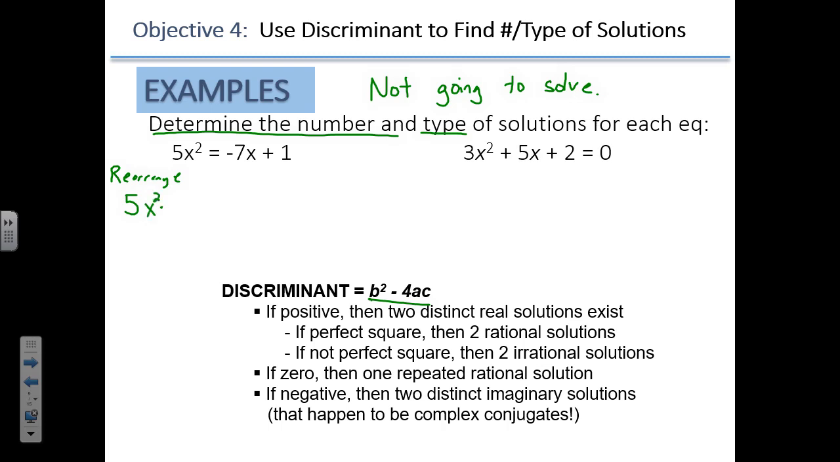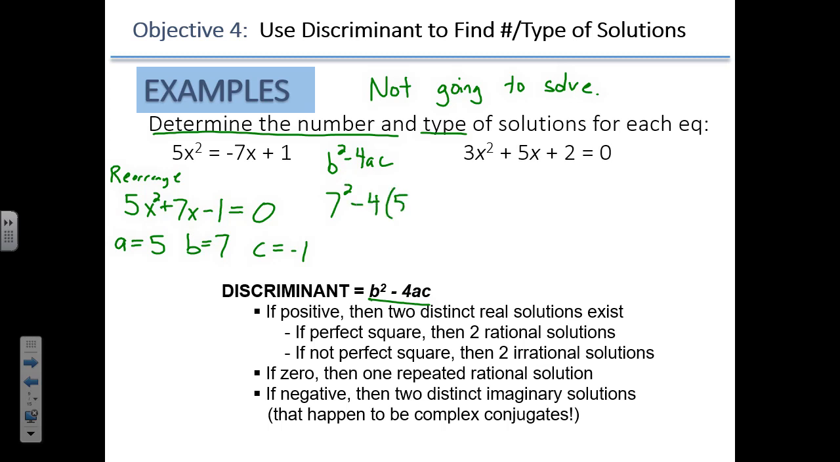5x squared plus 7x minus 1 is equal to 0. Once it's written like that, we can conclude that a is 5, b is 7, and c is -1. Now let's find the discriminant. b squared minus 4ac is 7 squared minus 4 times 5 times -1. That is to say 49 plus 20, which is 69.